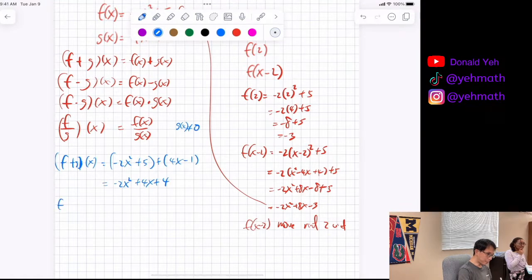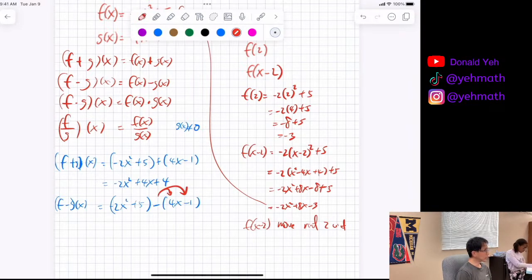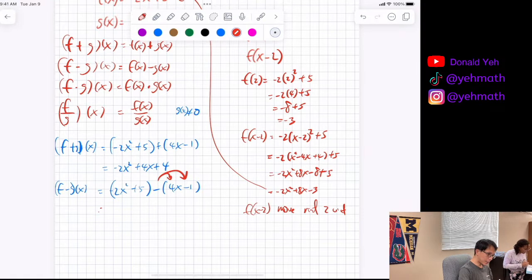If I ever say f minus g of x, then that's just going to be two functions subtracting each other. But with subtracting, be careful. People make mistakes because they did not distribute. They did not distribute this part and this part. People usually make mistakes because they forgot to put the parentheses and they forgot to distribute. So that is equal to -2x squared plus 5 minus 4x plus 1 rather than negative.